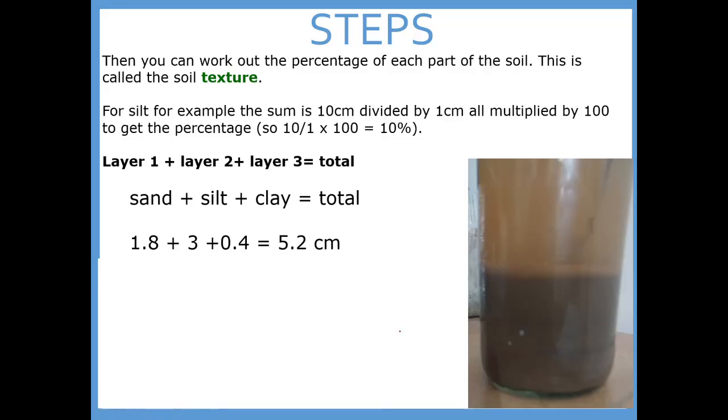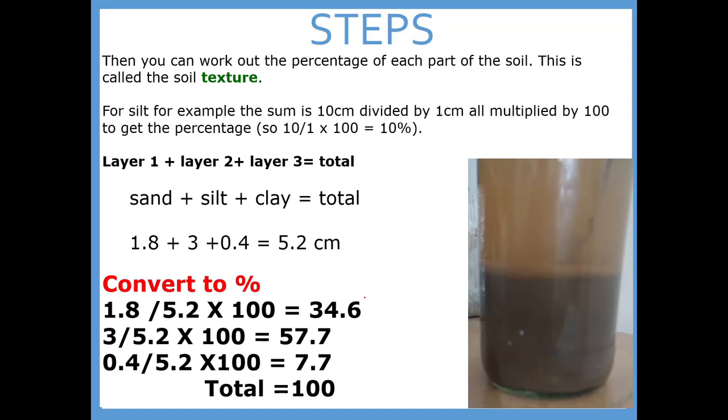Now we can easily convert each one of these layers into percentage. To convert to percentage, we take each layer's measurement, divide it by the total, and multiply by 100. So first, that is sand. Here we can see 1.8 divided by 5.2 into 100. The result is 34.6%. Then silt is 57.7%. Clay is 7.7%. So altogether it is 100%.